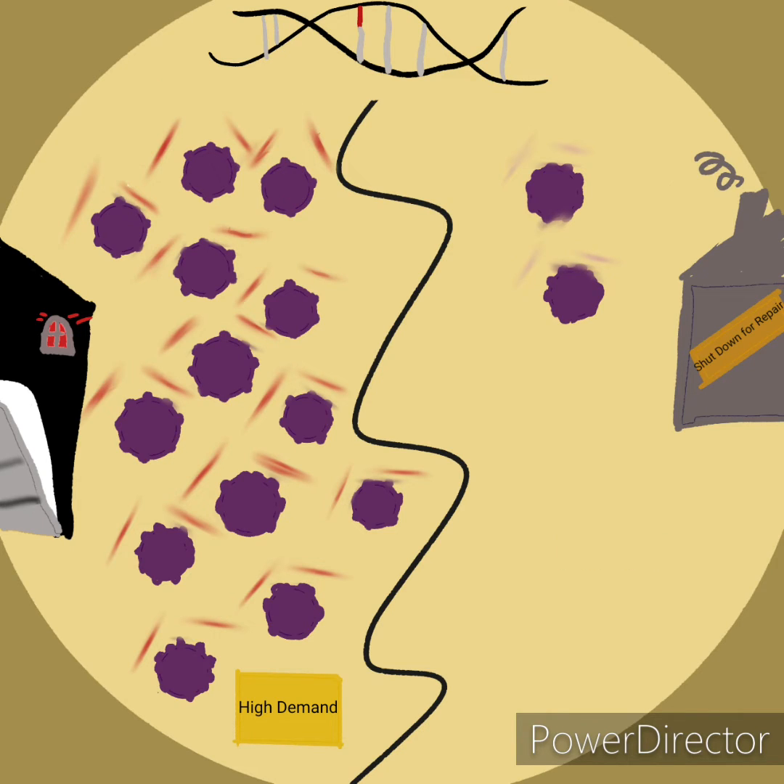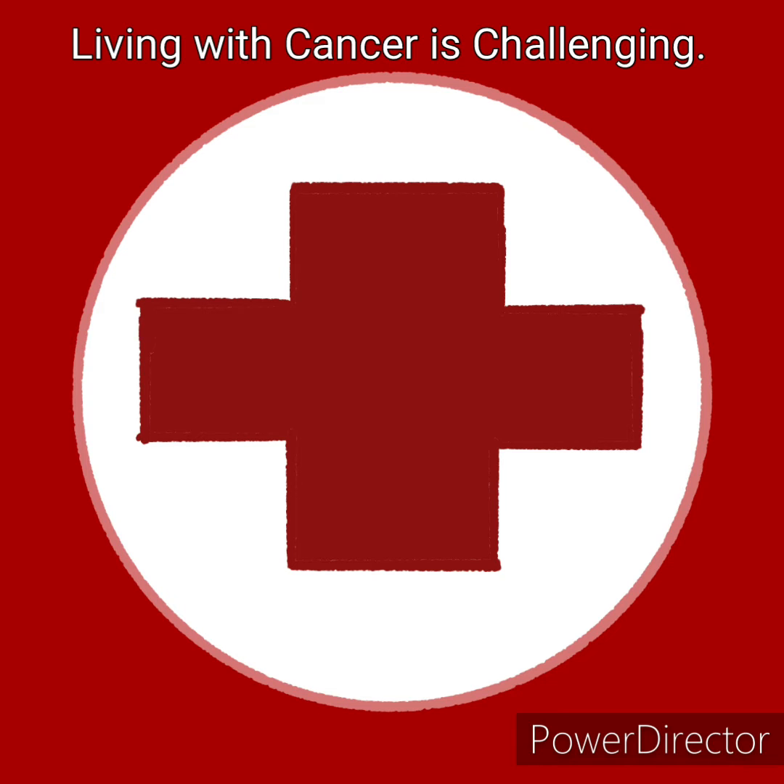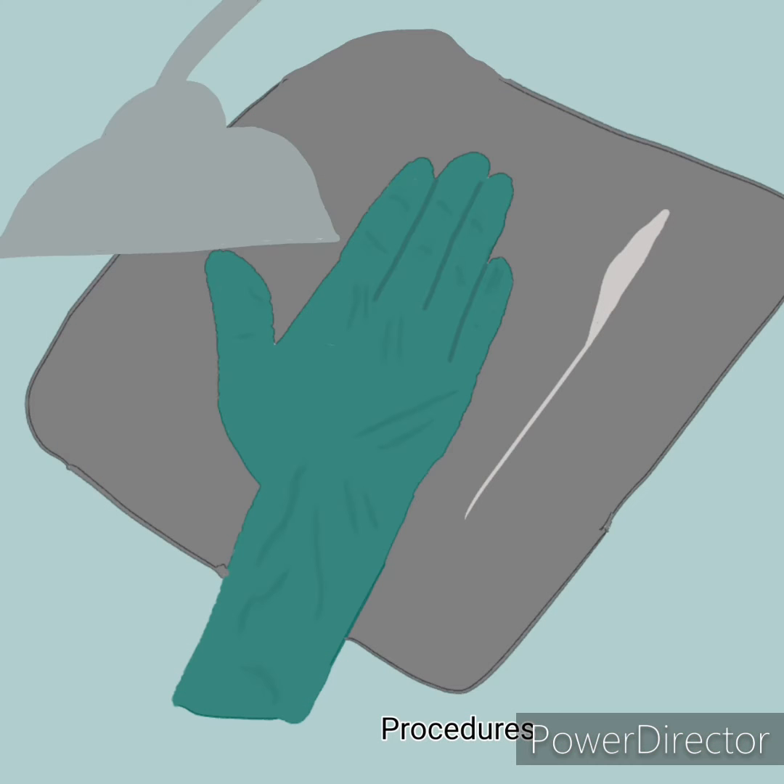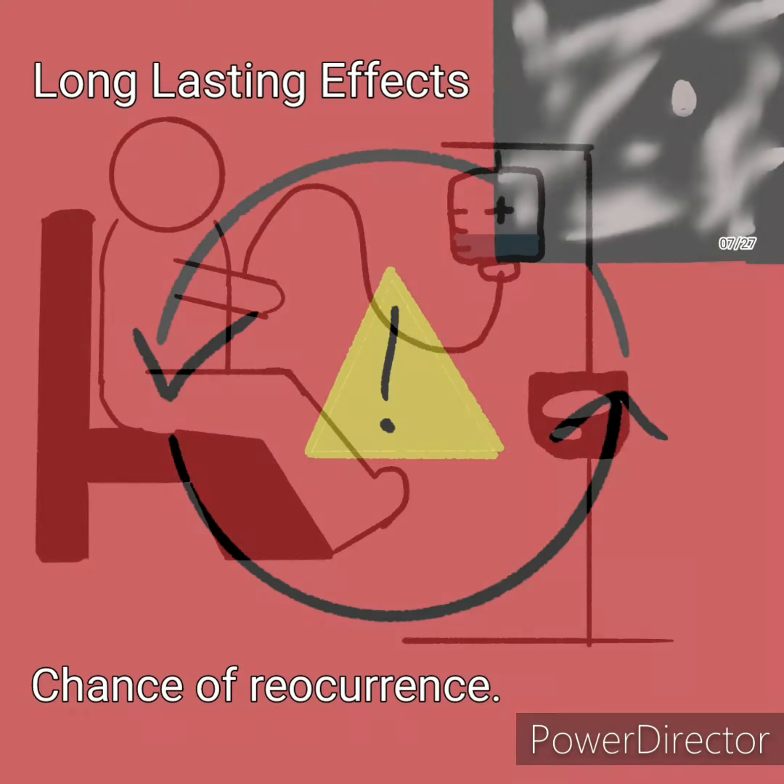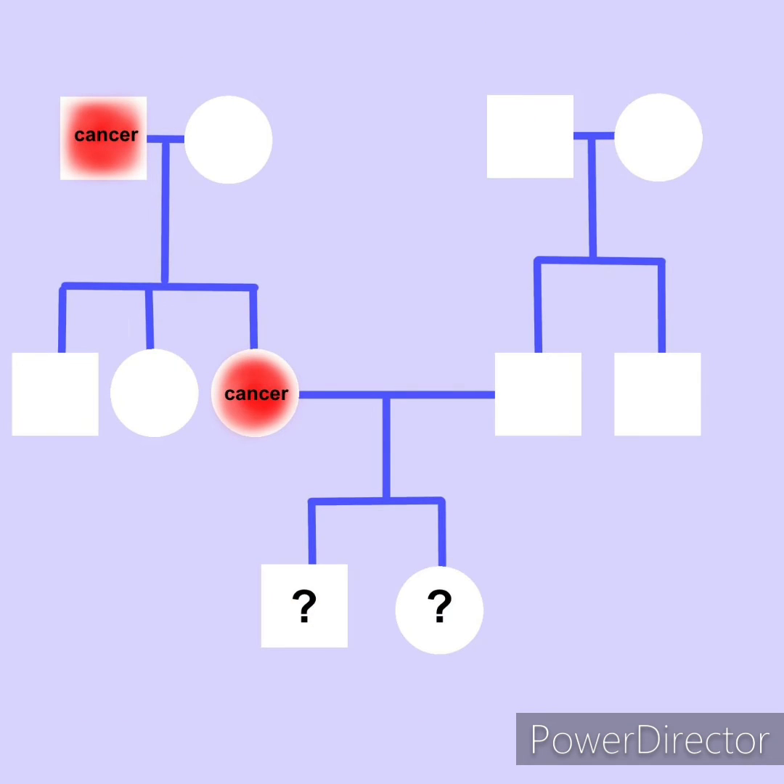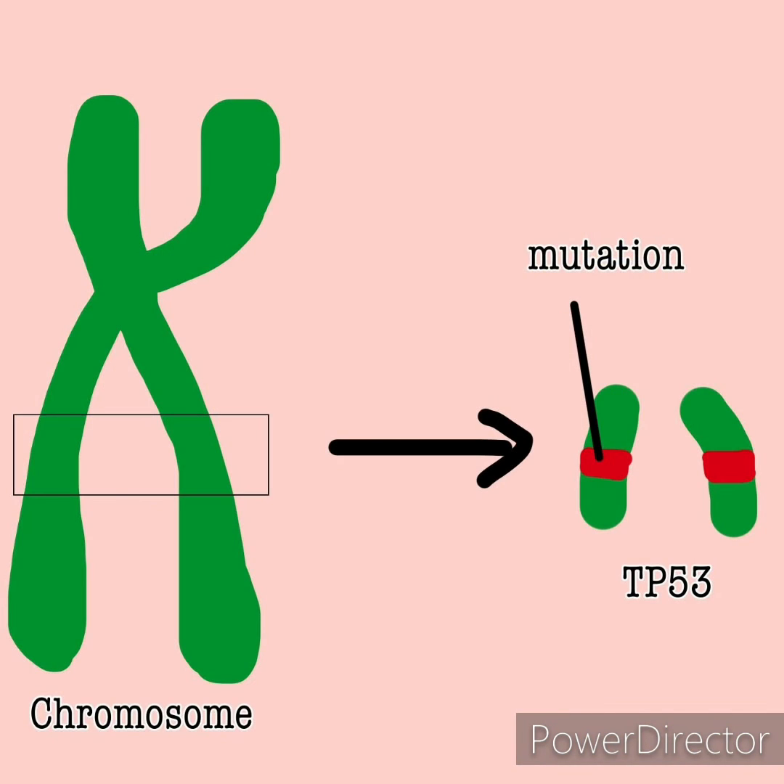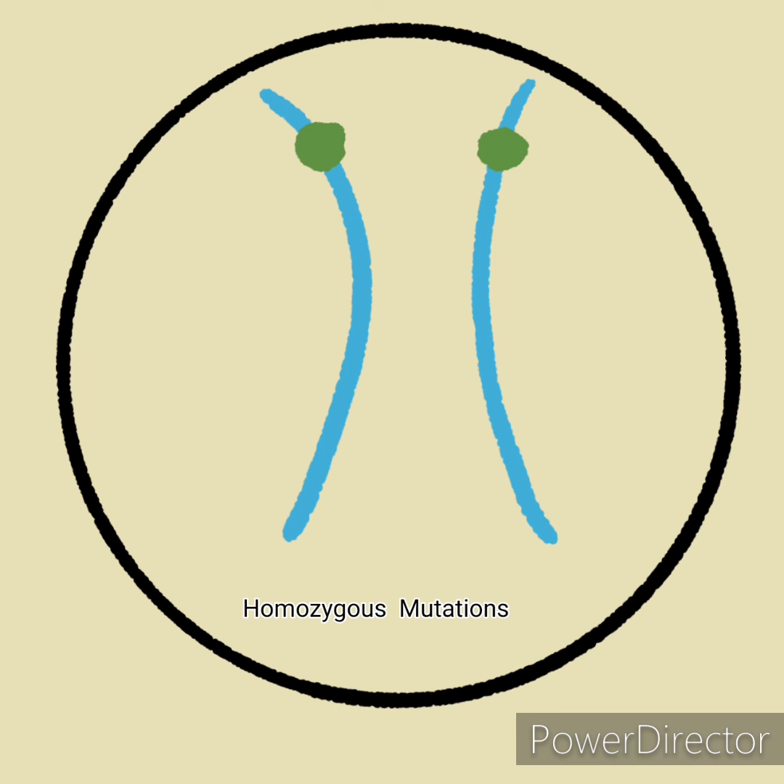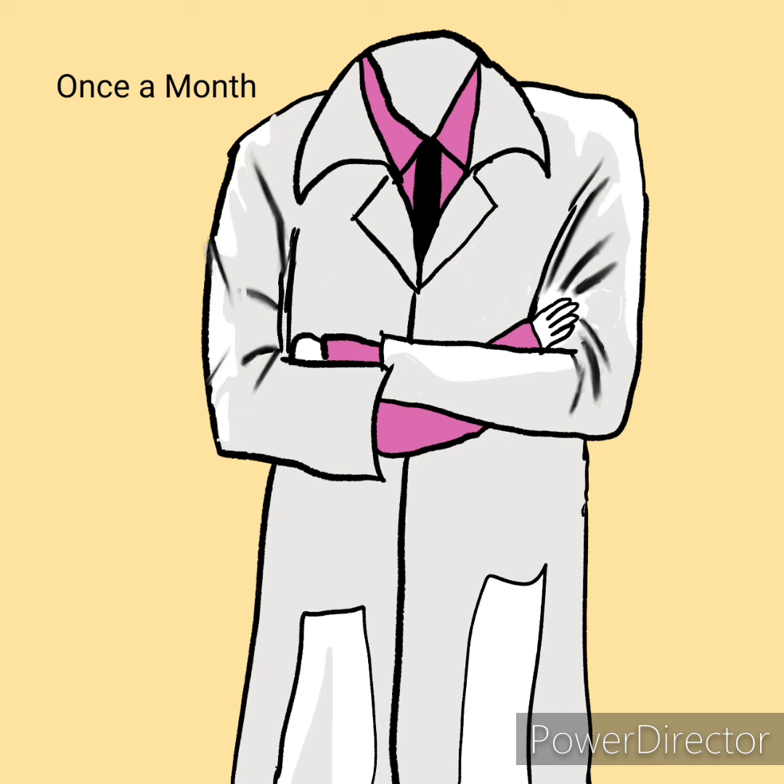it being potentially ineffective. Living with cancer is very challenging, involving many procedures and harsh chemotherapy. Even if the cancer is overcome, long-lasting effects may remain. Thus, it is recommended that you test yourself for mutations in the TP53 gene if you have a family history of cancer, and physicians recommend performing self-breast exams once a month.